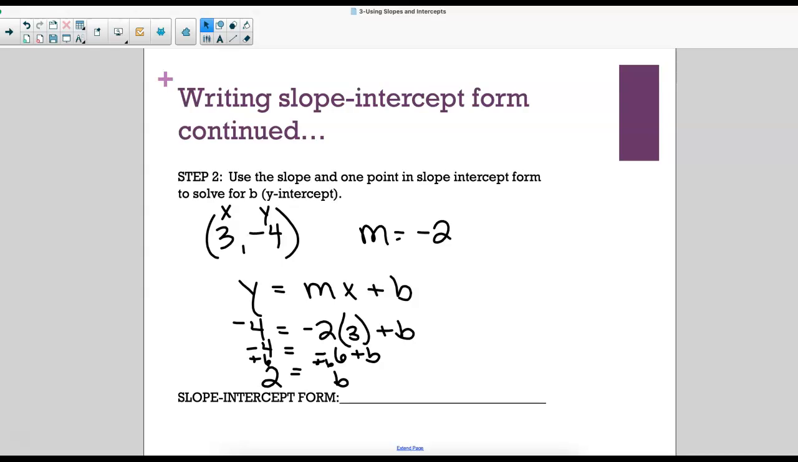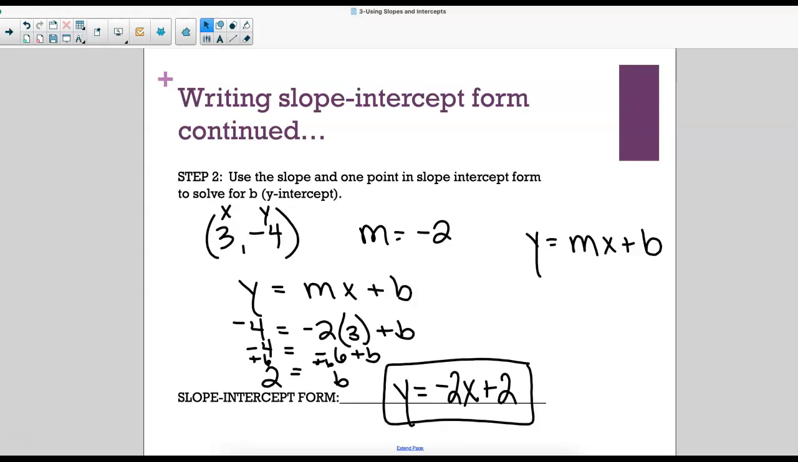Okay, slope-intercept form is y equals mx plus b. Do we know the m? Do we know the b? So our equation is y equals -2x plus 2. Because b was 2.